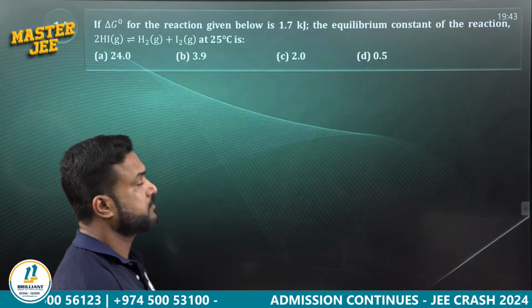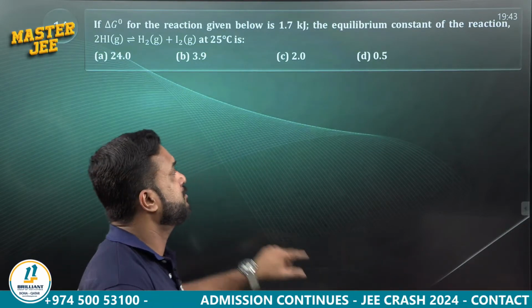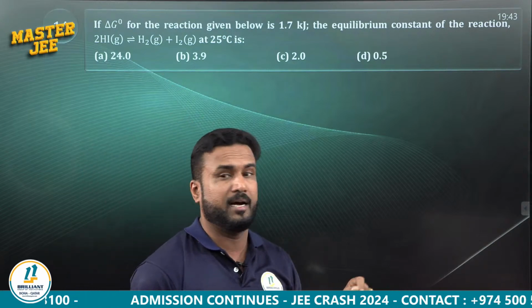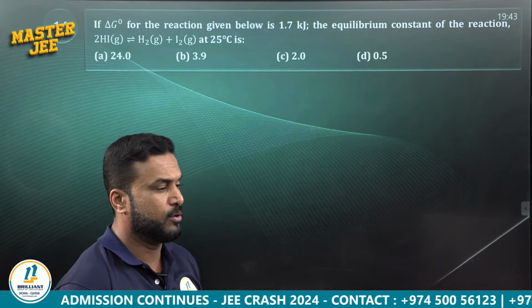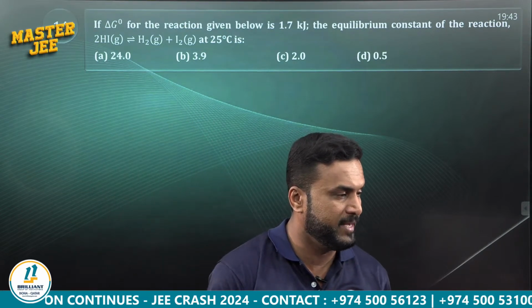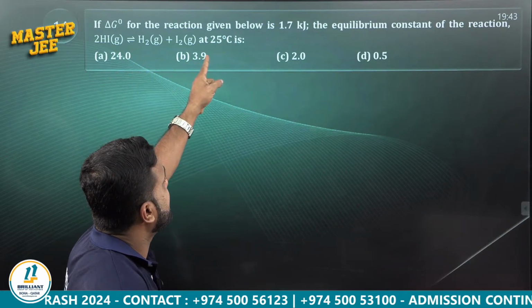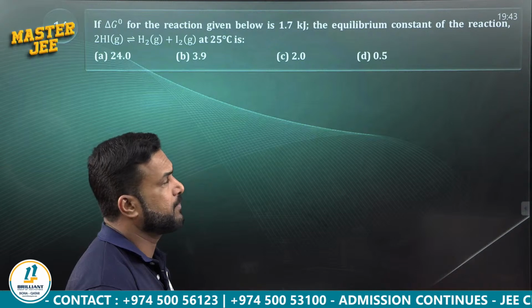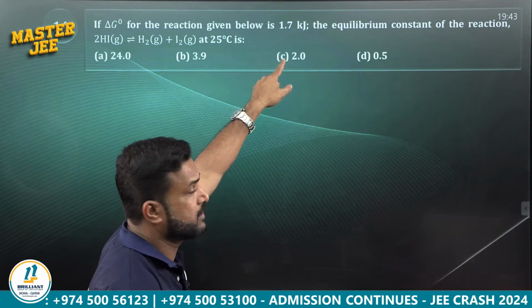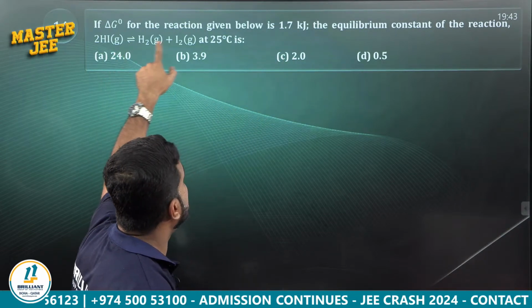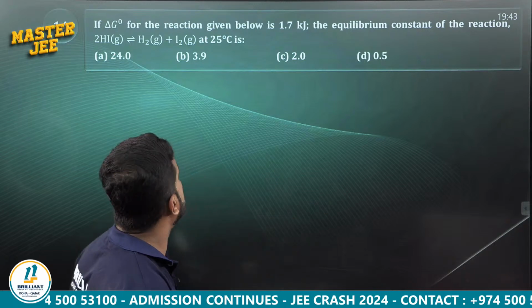Question number 14. The 14th one is based on delta G naught and the equilibrium constant. It's a numerical one. Delta G naught for the reaction given below is 1.7 kilojoule, consider the unit. Delta G naught has been given; find the equilibrium constant for the reaction.